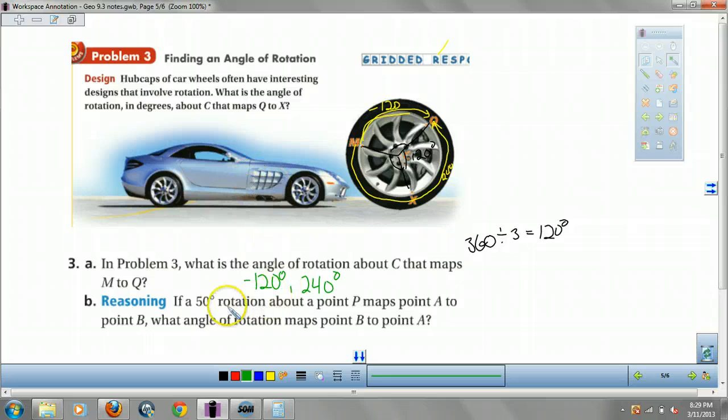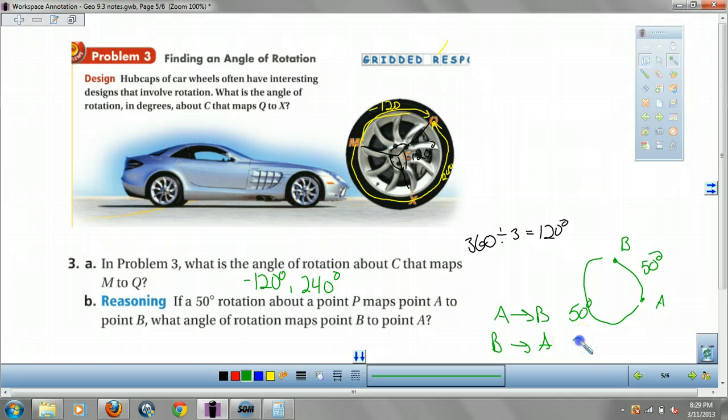So let's think about this. If a 50-degree rotation puts A to B, how do I go from point B to A? Well, A to B was 50 degrees. So how do I get back to A? Well, 360 minus 50, which is 310 degrees. Okay?